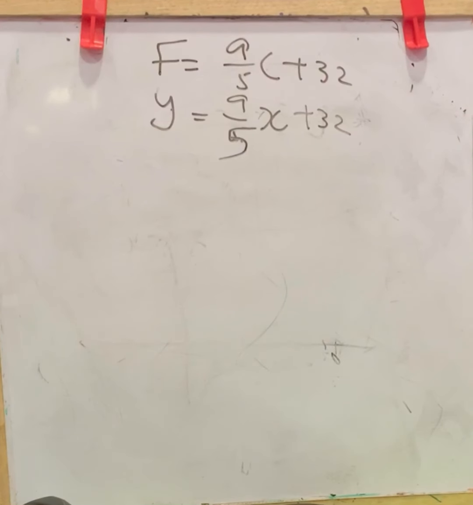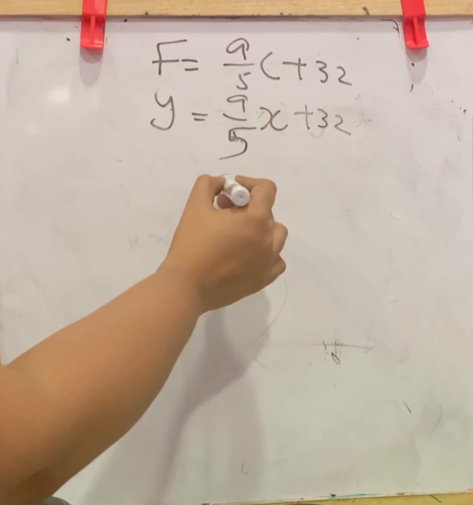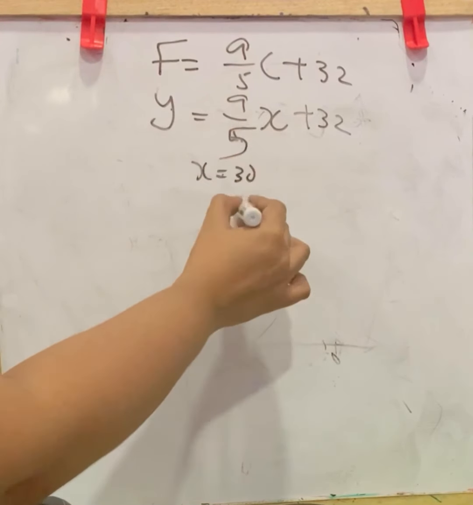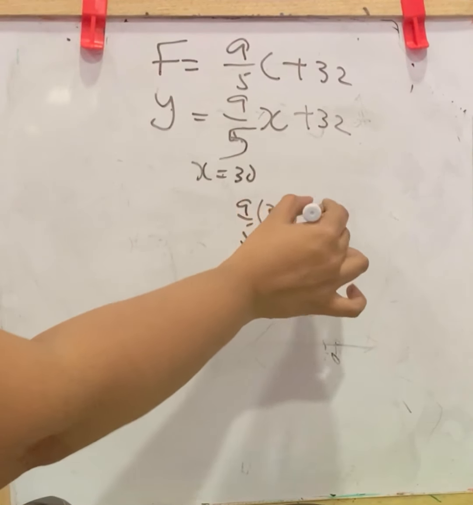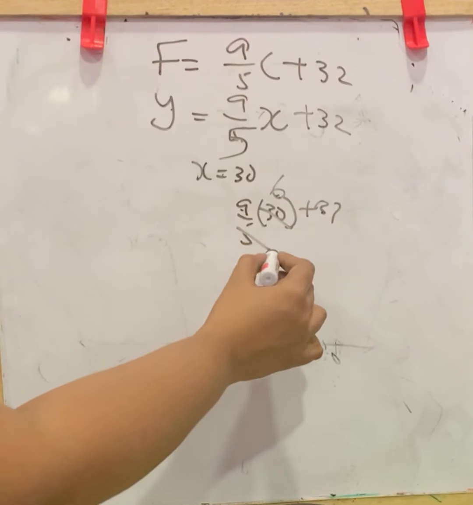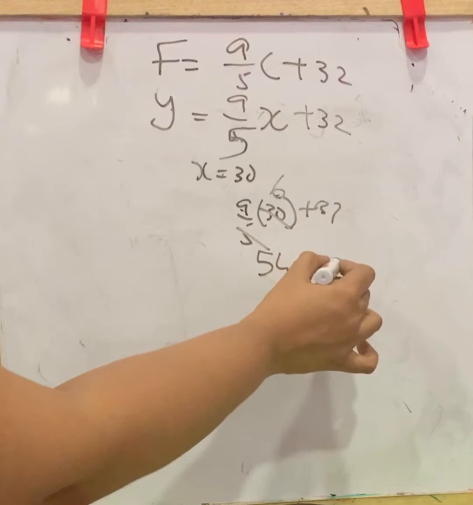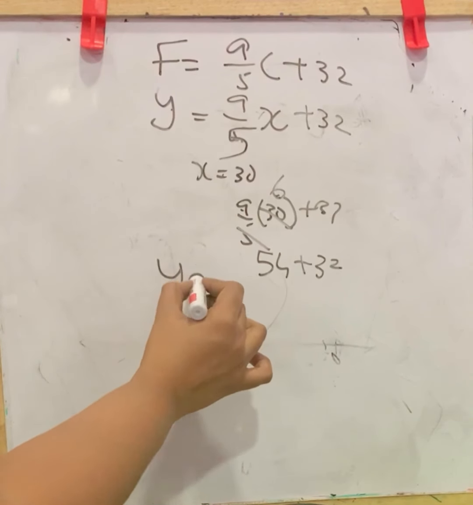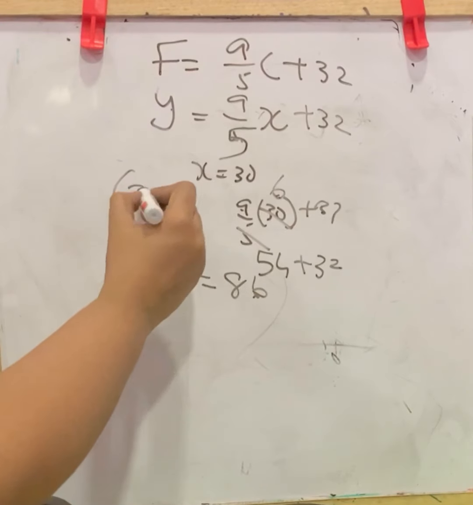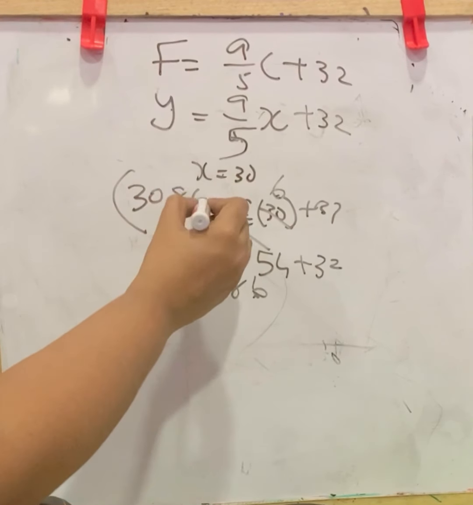Now some cases are given. First case, if C is 30, that is x is 30, what will be the Fahrenheit? X is 30, this becomes 9 by 5 into 30 plus 32. 6 5s are 30, 9 6s are 54 plus 32, that is y equal to 86. Solution is 30 comma 86.